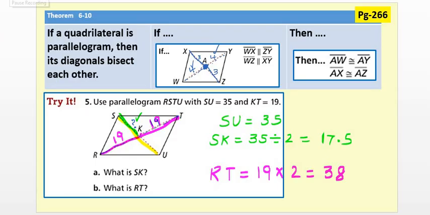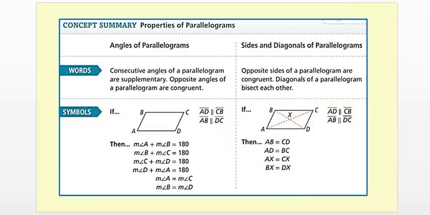Is that clear? Here is the concept summary. All the properties that we discussed in the theorems, all of them are written here.